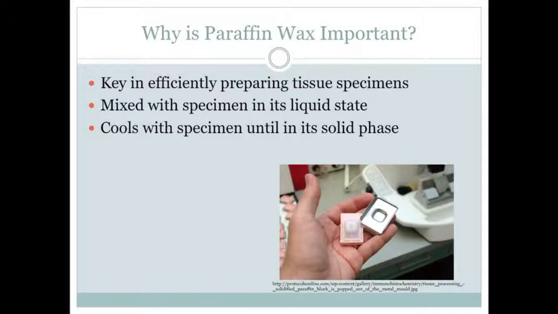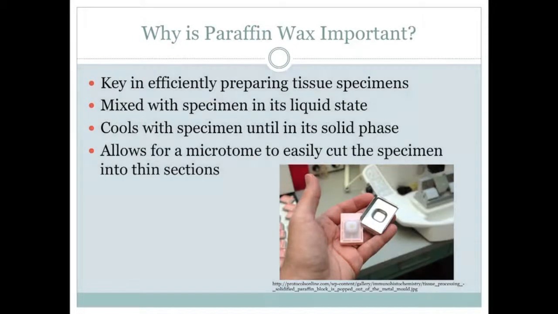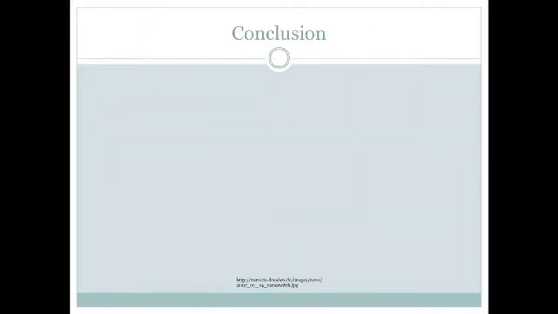Once the tissue specimen and paraffin wax solidify, they can be cut into thin sections using a microtome and prepared to be stained and put under slides. Given its lack of color, paraffin wax does not affect the view of the specimen slides under the microscope, making it exceptionally useful. As an aspiring industrial engineer, I hope to one day have a job in which I can optimize processes within the medical industry.